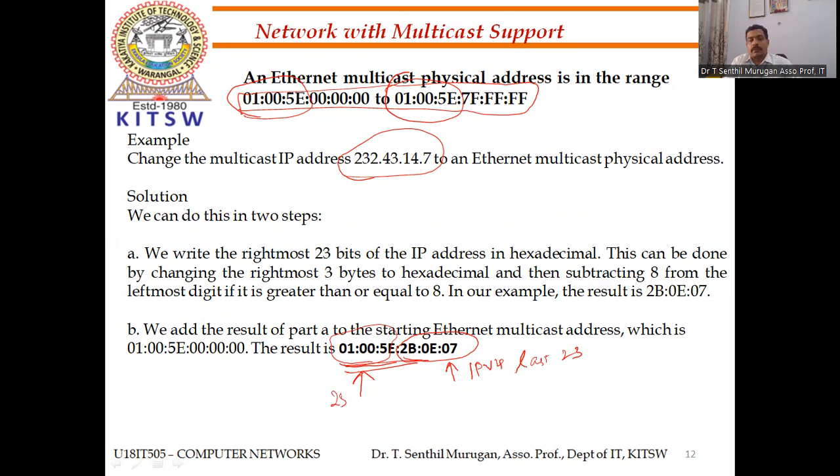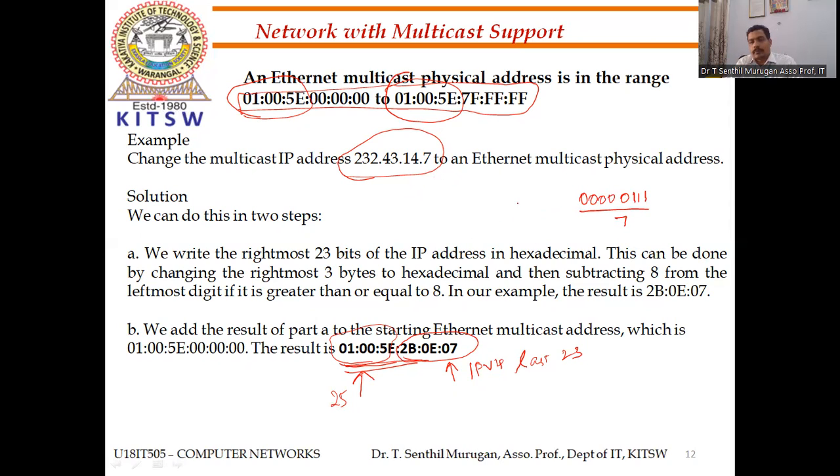These 25 bits will be from this physical address directly. So how can we calculate it? For example, this is the IP address. How can we write the binary value for this? Take 7, for example, the last byte: 0000111. This is 7. Okay.